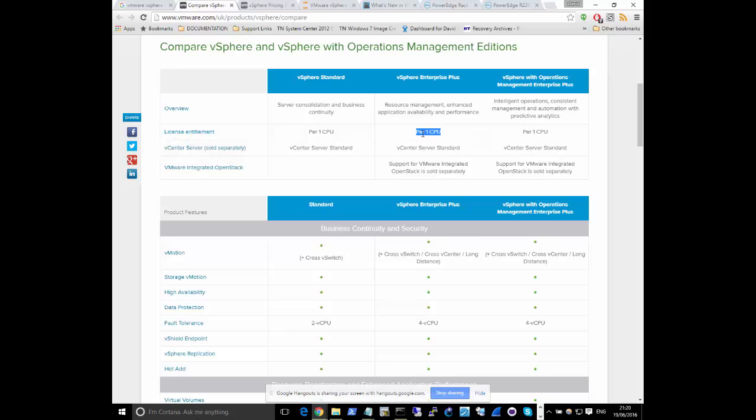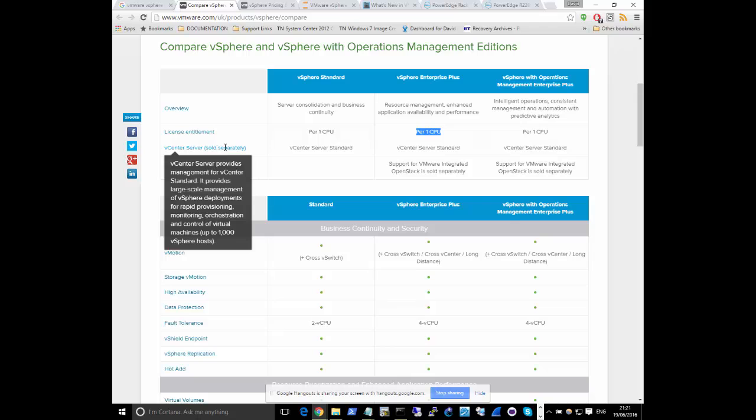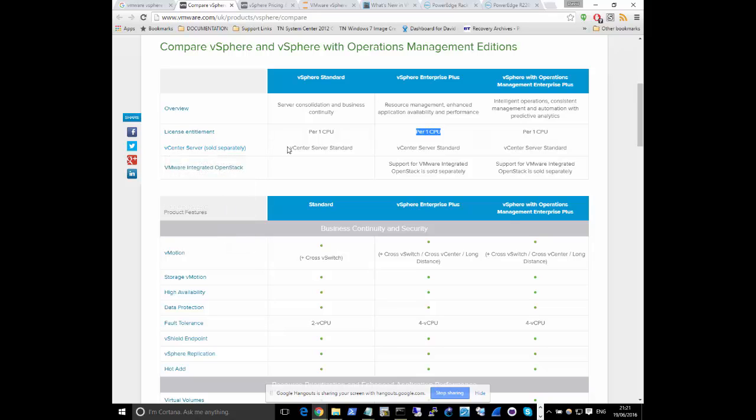And you can see here, vCenter Server is sold separately. But again, remember, if you buy Enterprise Plus and then you don't buy vCenter Server Standard, there are some features that you won't be able to use unless you manage it with vCenter Server. So be aware of that. Even though you've bought Enterprise Plus, which gives you capabilities to use some features, you may not be able to use them till you go ahead and buy this one. And you're paying for them per CPU.